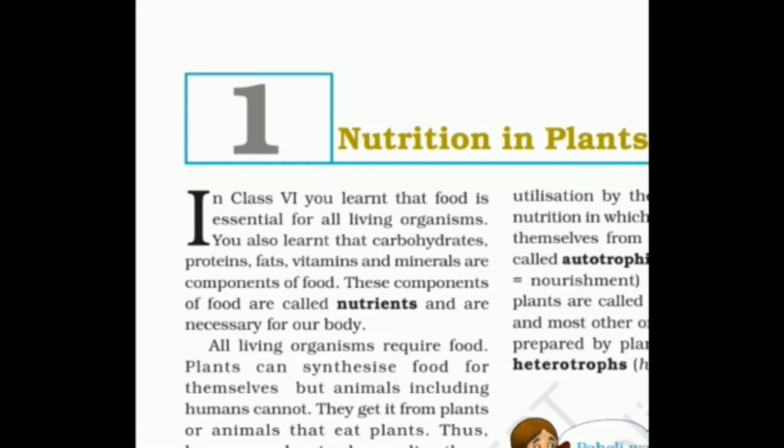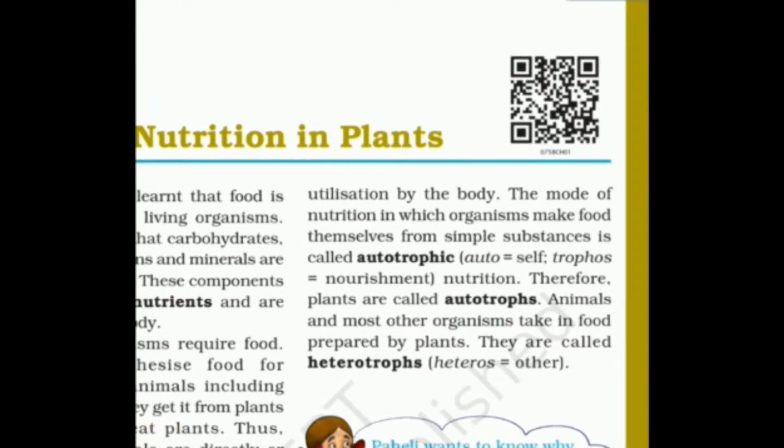Depending on the mode of nutrition, organisms are classified as autotrophs and heterotrophs. Then what are autotrophs? Let's see. They can prepare their own food from simple inorganic sources like carbon dioxide and water. What are the examples of autotrophs? Examples of autotrophs are algae, plants, and some types of bacteria. Autotrophs are also known as producers.